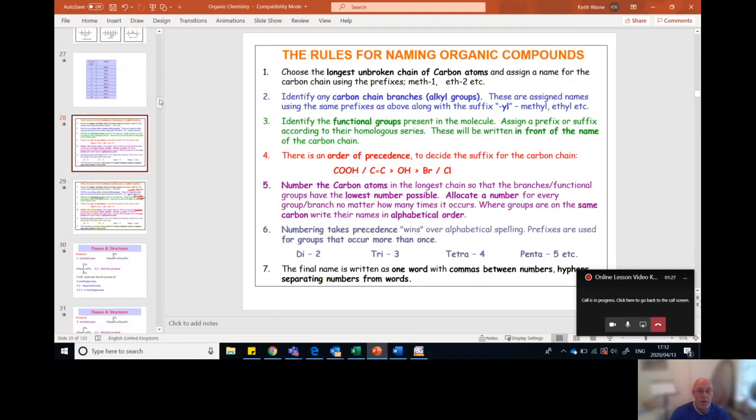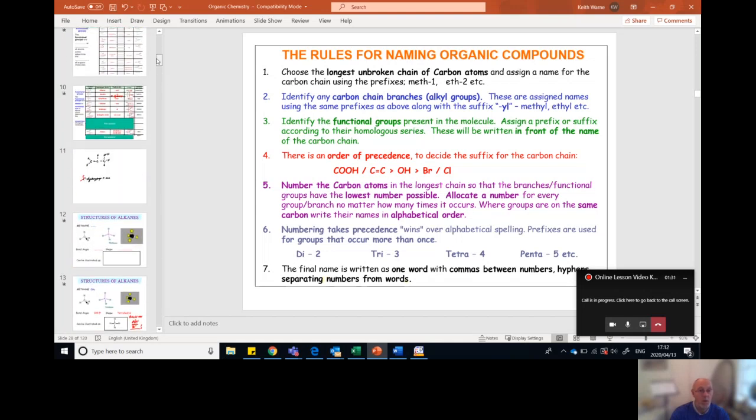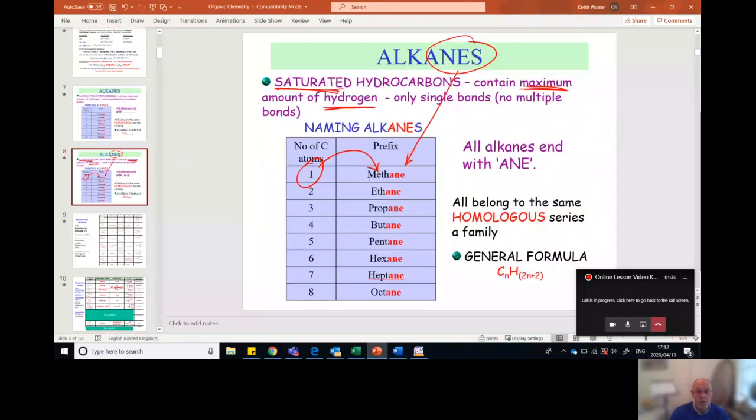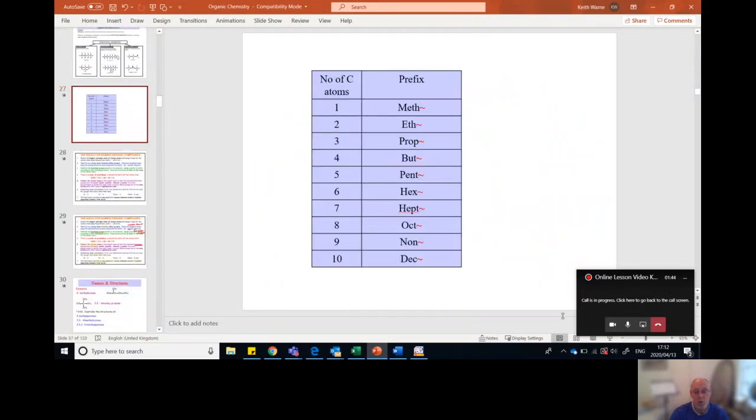Actually, we'll go one back. There are some rules for naming organic compounds. Now, before we start those, you remember right at the beginning, we had a table where we looked at the different prefixes for the number of carbons. So I've taken that table and copied and pasted it onto a slide, and I've actually added 2 more onto it. Let's look at this as a show.